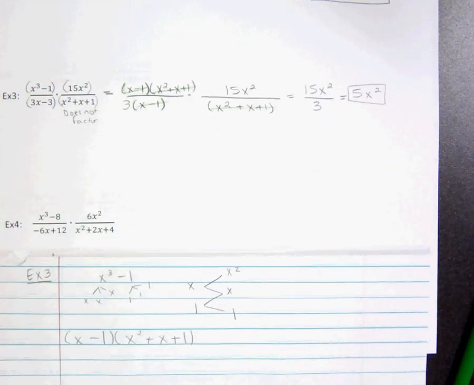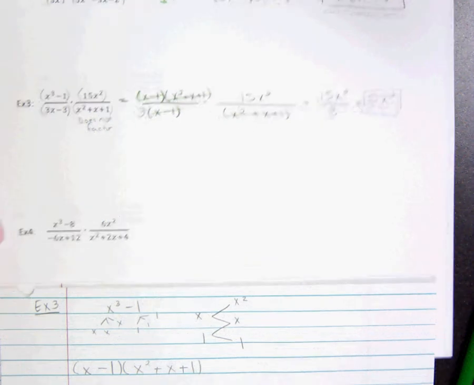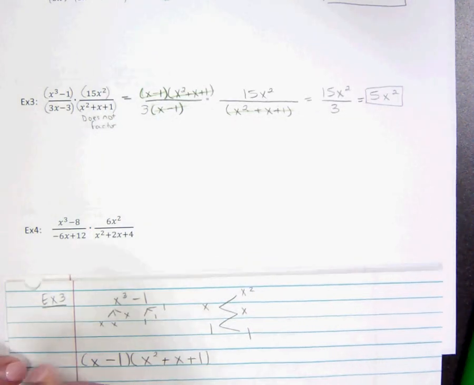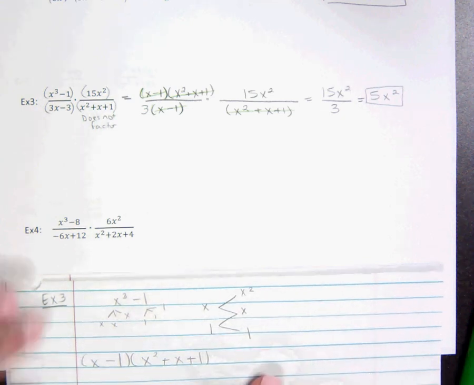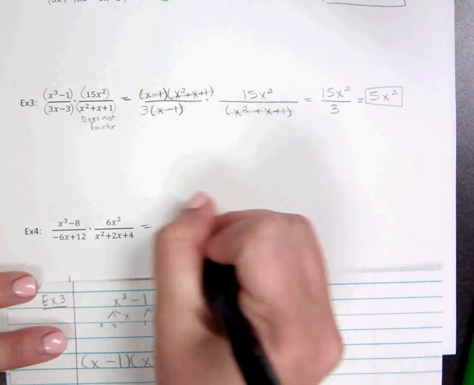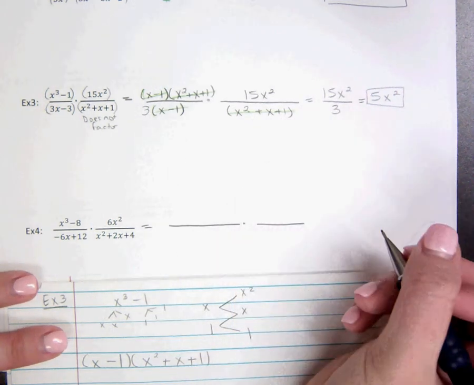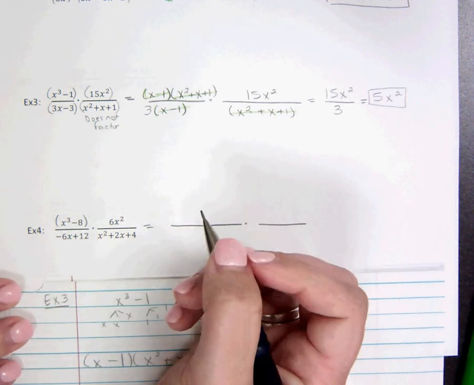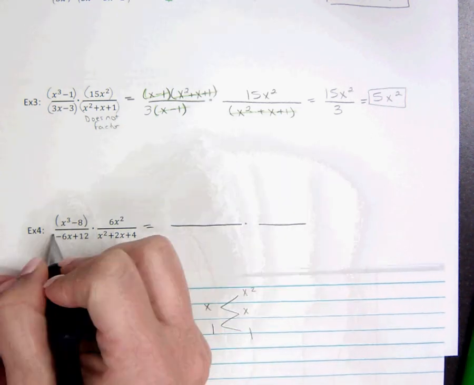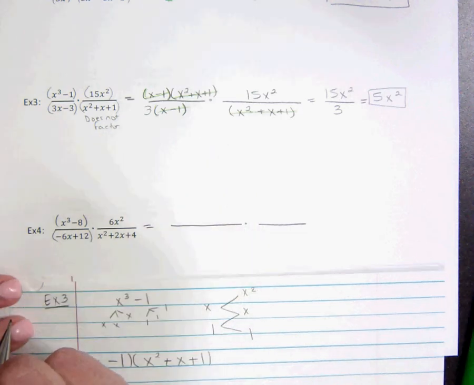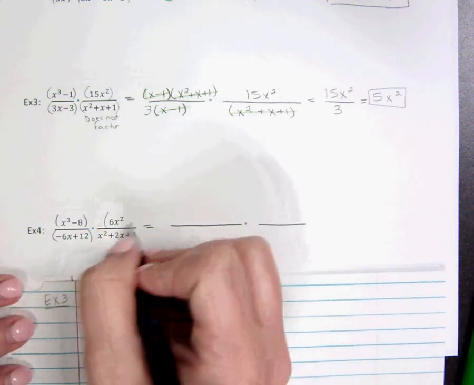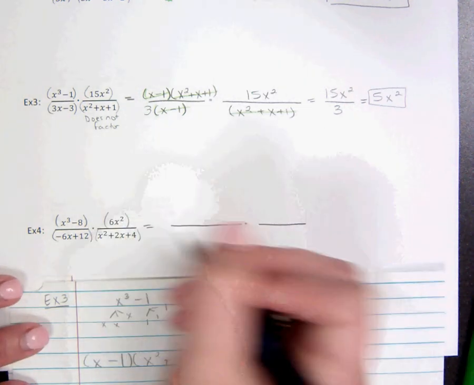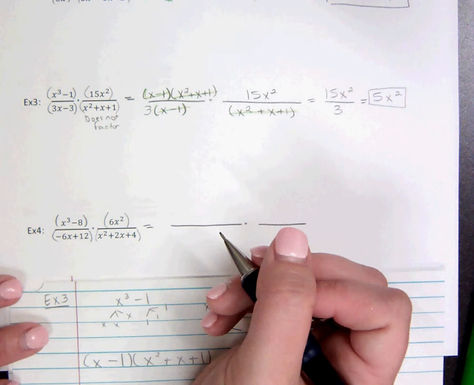Alright, same idea with example 4. If you want to pause the video and give it a try, it has a similar setup. And then you can follow along with me to see if you got it correct. So again, I like to have my template ready to go so I can have a place to write everything. We have x cubed minus 8, which is a difference of cubes. We'll have to factor that. Negative 6x plus 12, we'll have to take out a GCF. 6x squared can just stay 6x squared. And then x squared plus 2x plus 4, we'll have to see if we can get that factored.